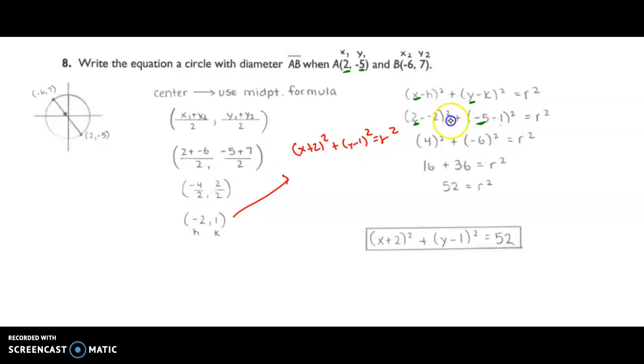And so after that, you solve this for r, okay? Now the thing is here, you don't even need to take the square root because the equation of a circle ends with r squared. So it's just 52 here, all right? So that's how we do that problem.